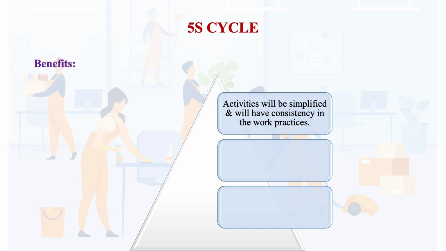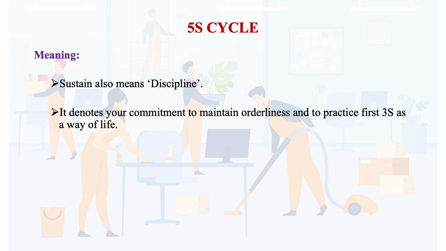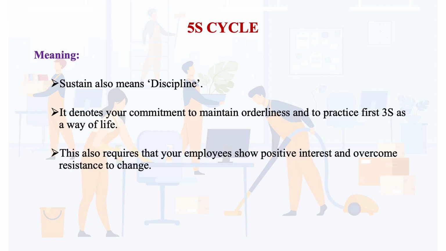What are the benefits? Activities will be simplified and there will be consistency in work practices. You will avoid mistakes. Management of work and efficiency will improve. Step 5 of 5S, Shitsuke, sustain. Sustain also means discipline. It denotes your commitment to maintain orderliness and to practice the first 3S as a way of life. This also requires that your employees show positive interest and overcome resistance to change.